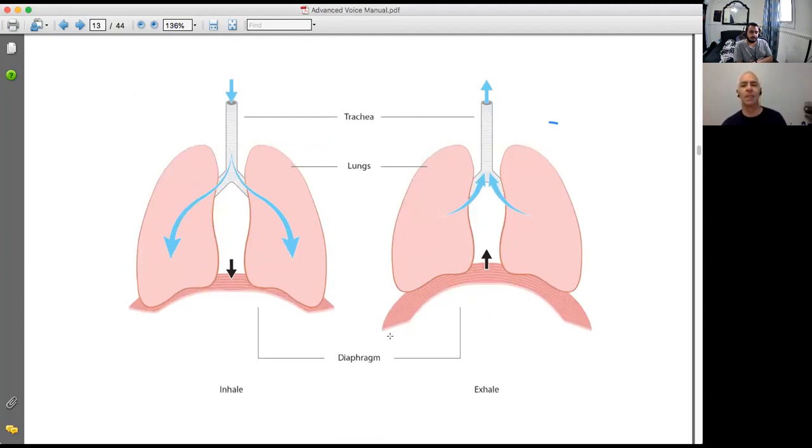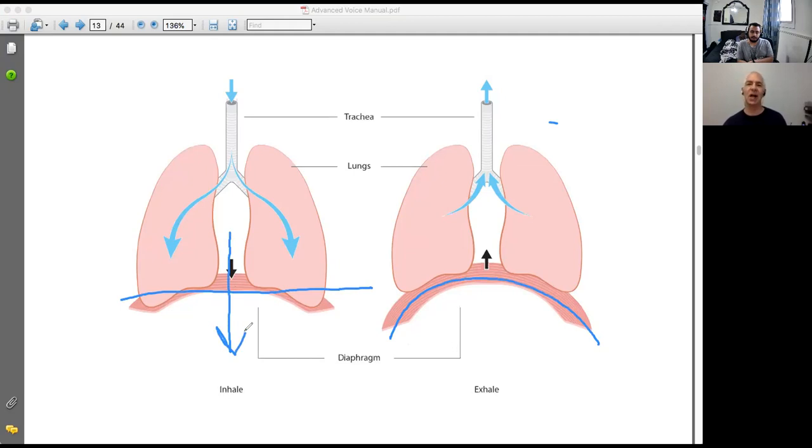Like I said, in its resting position, it's in this dome shape. When it contracts, it flattens and moves downward. That's much like pulling a plunger down through a syringe if you're trying to draw the medicine into it. Or you could think of the piston inside the cylinder in an internal combustion engine. When the piston goes down through the cylinder, air and fuel are drawn into the cylinder. Much the same concept here.